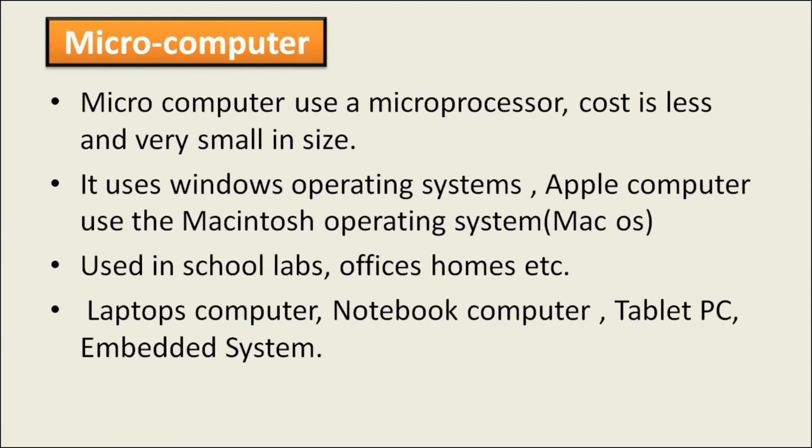First of all, microcomputers. Microcomputers use a microprocessor, and the cost is very less and they are very small in size, right? So this is the first specialty. It uses Windows operating system, right? And an Apple computer is using Macintosh operating system, which is called Mac operating system, right? Microcomputers are mainly used in school, offices, labs, homes, etc. So laptop computer, notebook computer, tablet, PC, and embedded system are examples of microcomputers.